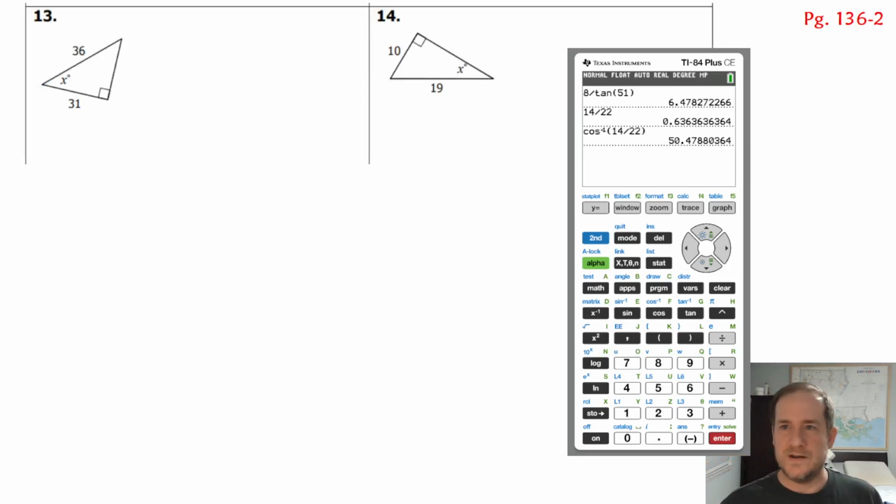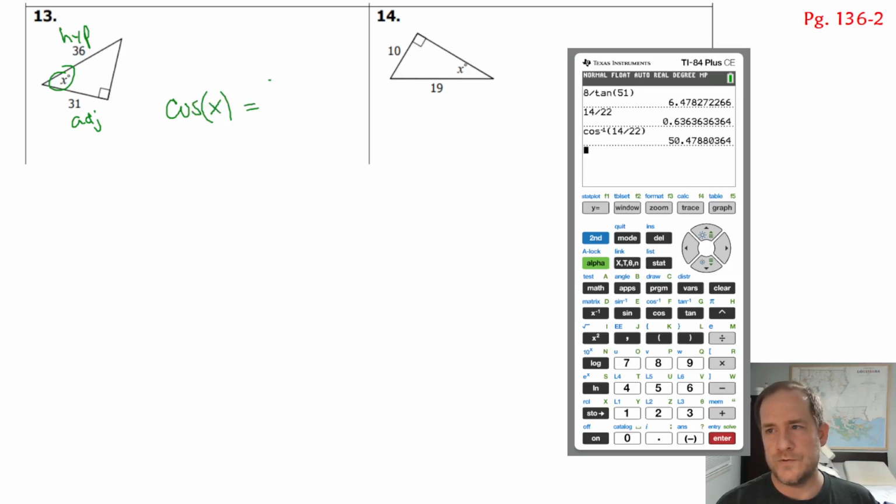What about 13? More of the same. Looking at 13, we're solving for another angle, so you're going to use inverse sine or inverse cosine or inverse tangent. And we've got adjacent and we've got hypotenuse. So this is a cosine one. And we'll say the cosine of our angle x is equal to 31 over 36. So that means x is just going to be the inverse cosine of 31 over 36.